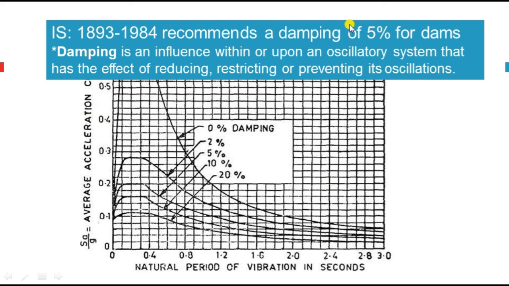Now, average acceleration. IS 1893-1984 recommends damping of 5% for dams. Damping is an influence within or upon an oscillatory system that has the effect of reducing, restricting or preventing its oscillation. So we use damping of 5% and the natural vibration period in seconds. When the natural vibration period in seconds is lesser, the average acceleration coefficient is increased.